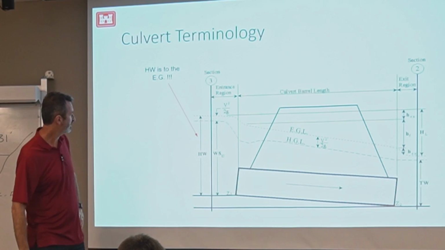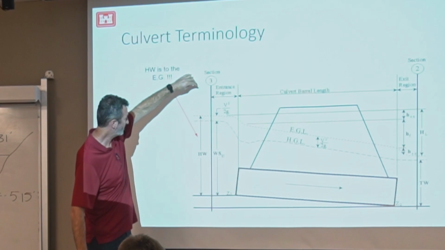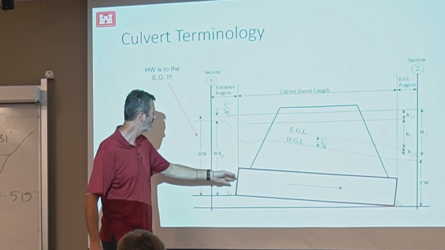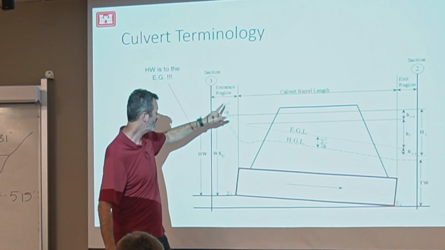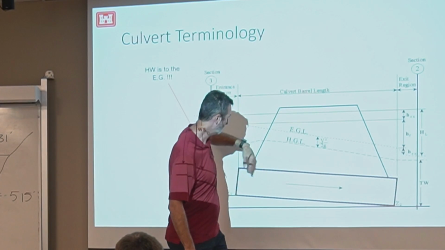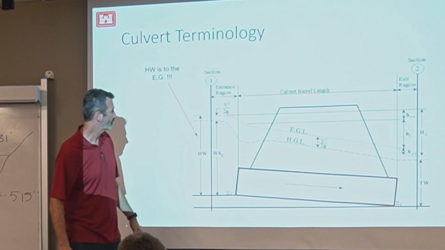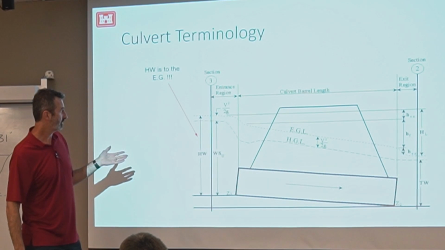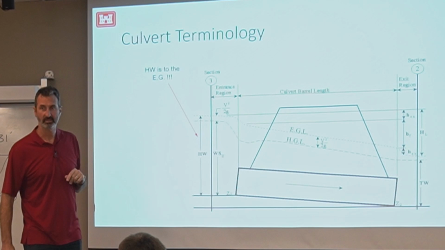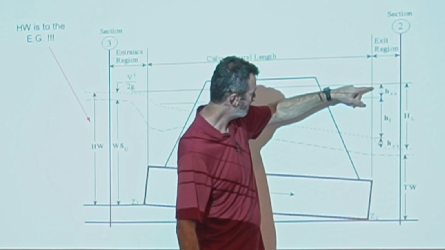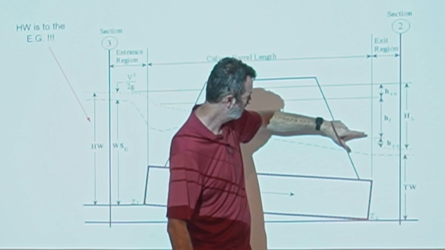What are the things of interest? Here's our cross-section 3, the one just upstream. We're going to contract and go into the entrance of the culvert. That's the entrance region. Then there's going to be barrel length, what happens inside the barrel, and then exit. The losses that happen through a culvert are going to be those 3 different parts, and we'll talk about those in detail. The head loss is going to be entrance loss, friction loss through the barrel, and then exit loss.